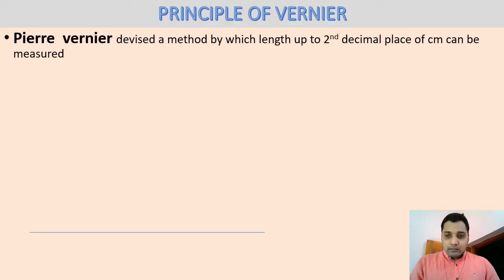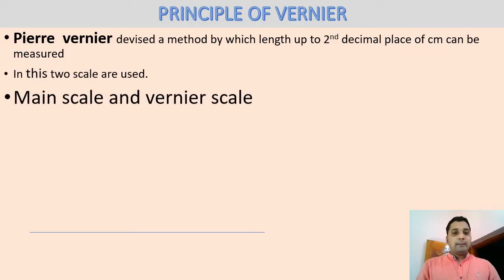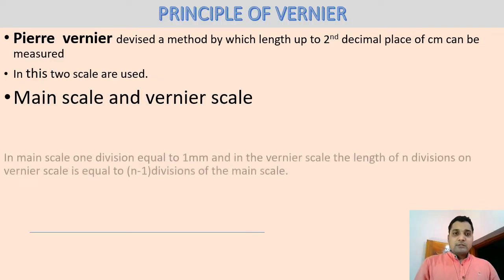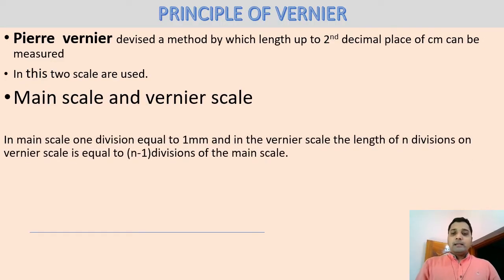He developed it with the thought of measuring up to two positions after the decimal point in centimeters. So this Vernier caliper actually has two scales. One is called the main scale, just like our centimeter scale, starting from 0 cm and going up to 15 cm. And one is the Vernier scale, which has some number of lines. In the main scale, one division, one line, is 1 mm, like the centimeter scale you are using in a geometry box.